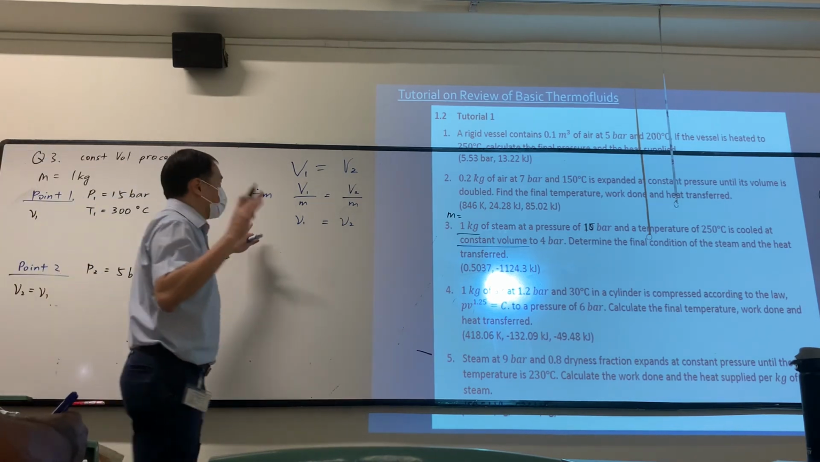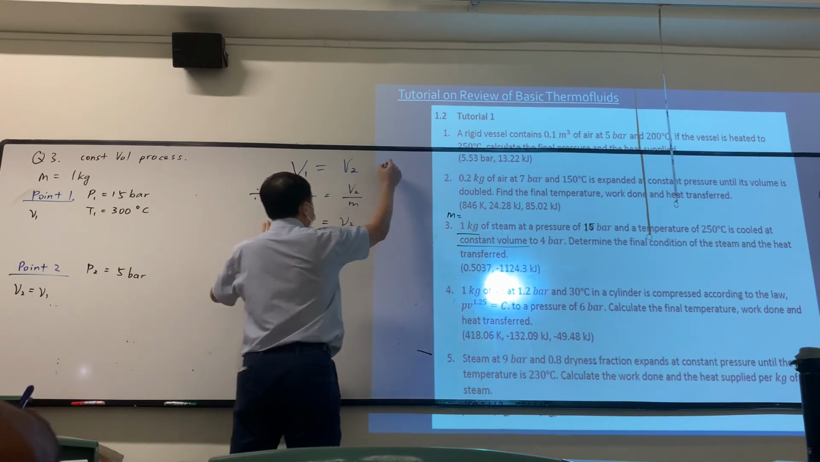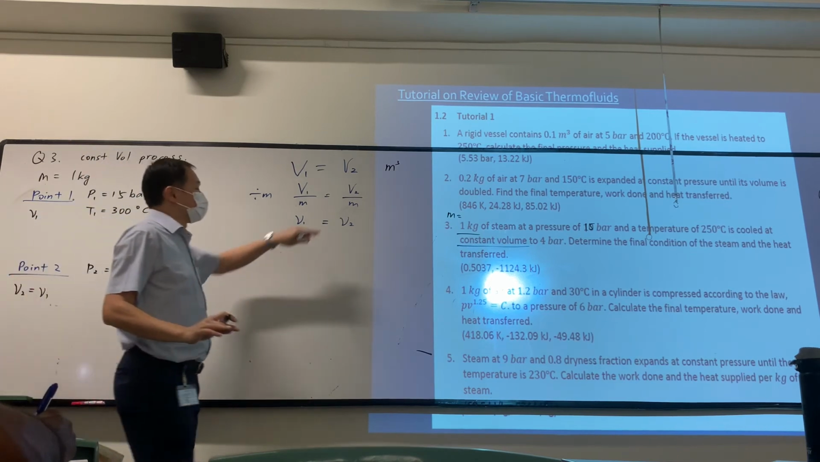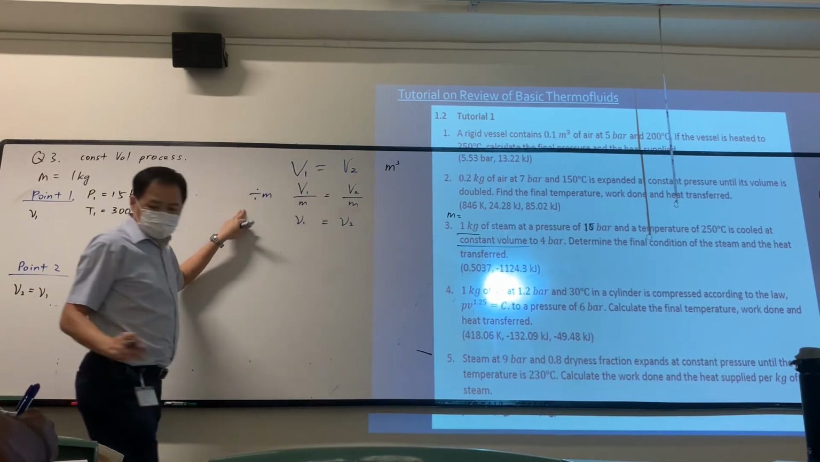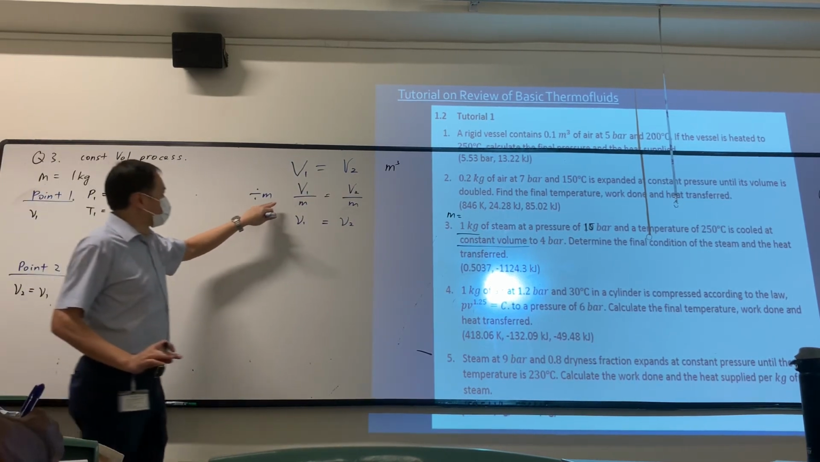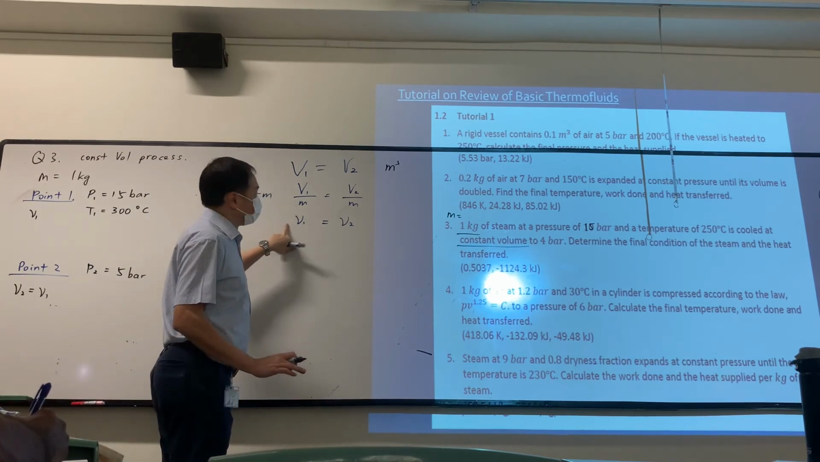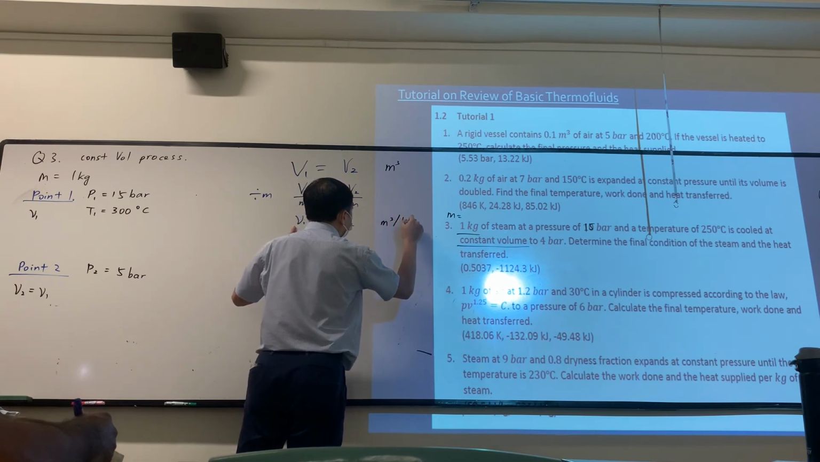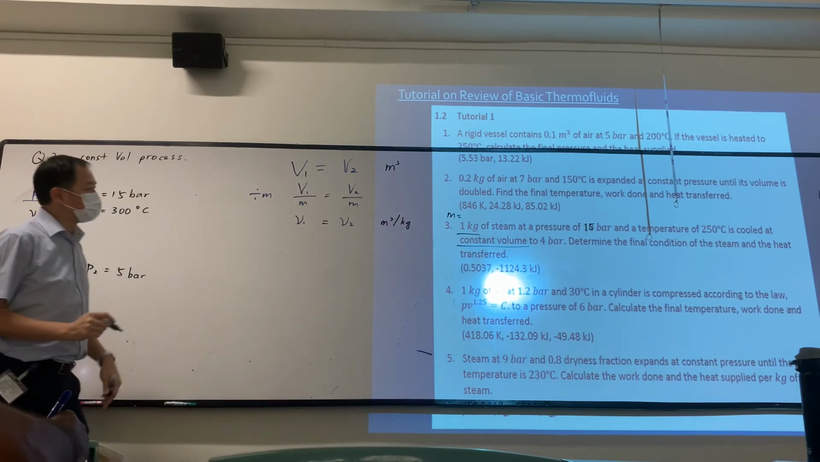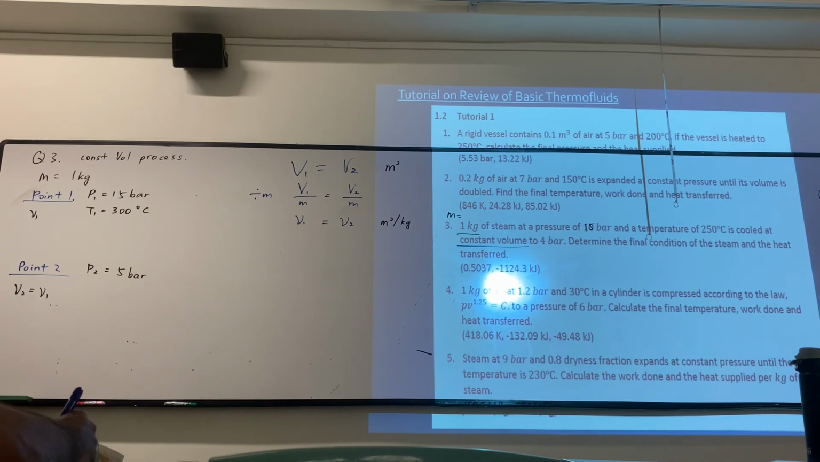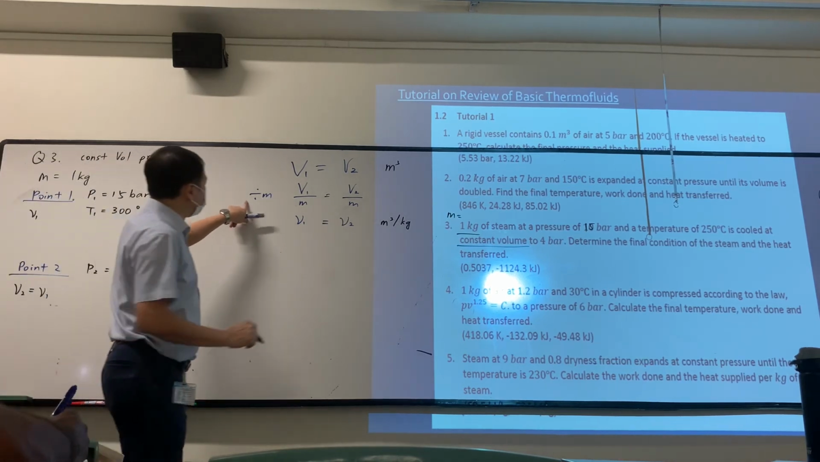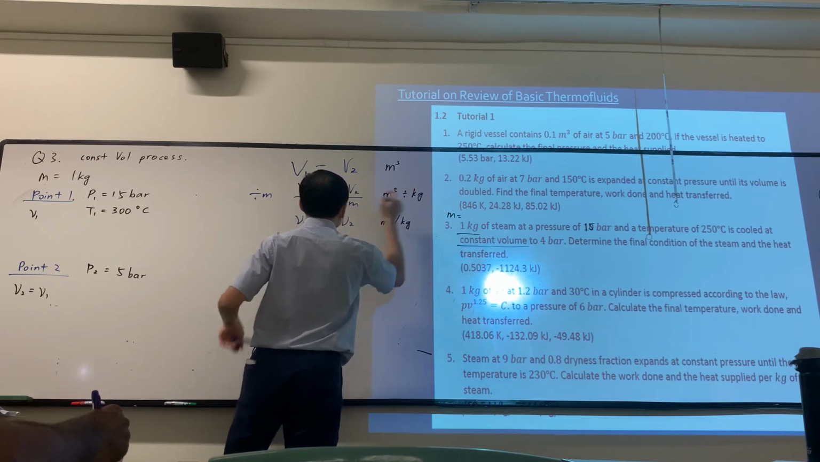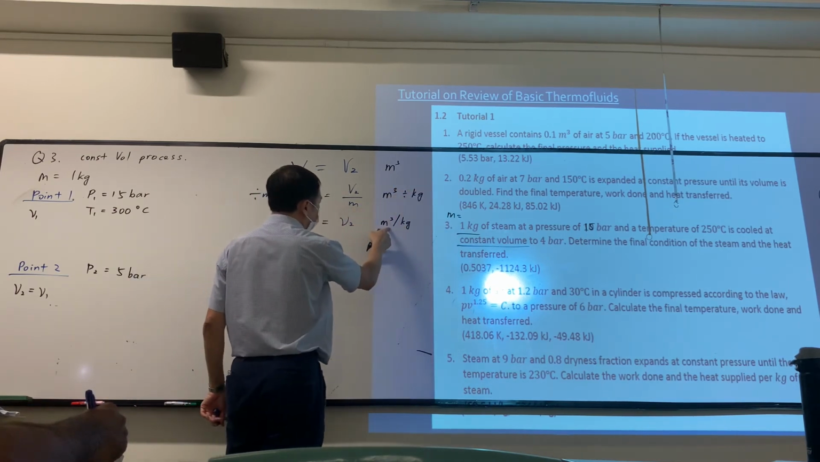If you cannot understand, one more time: volume is normally in meter cube. For steam we normally use meter cube. But in the steam table, the specific volume is normally used. The unit of specific volume is meter cube per kilogram of steam, because you divide by mass in kilograms. That's why you get meter cube per kilogram.